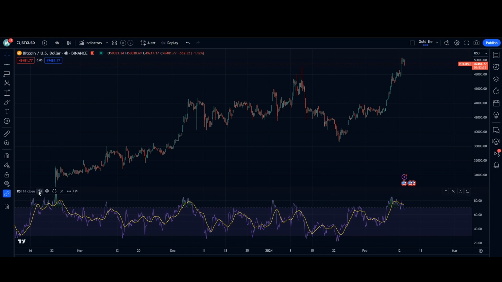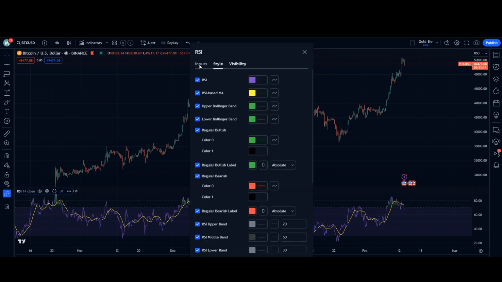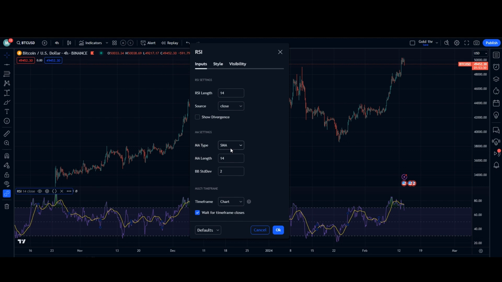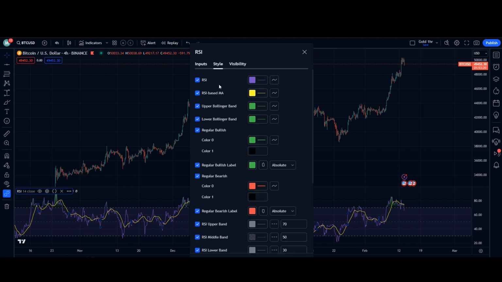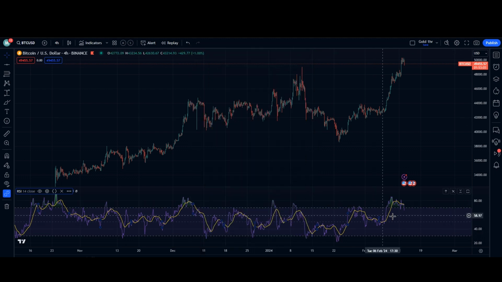It has two components. One is the RSI, and the other is the MA, for which we are using the SMA of 14 and 2 standard deviation. And these are the two charting techniques that are used. So RSI is the purple line, and the RSI based MA is the yellow line. The purple line is the actual RSI at any point of time.